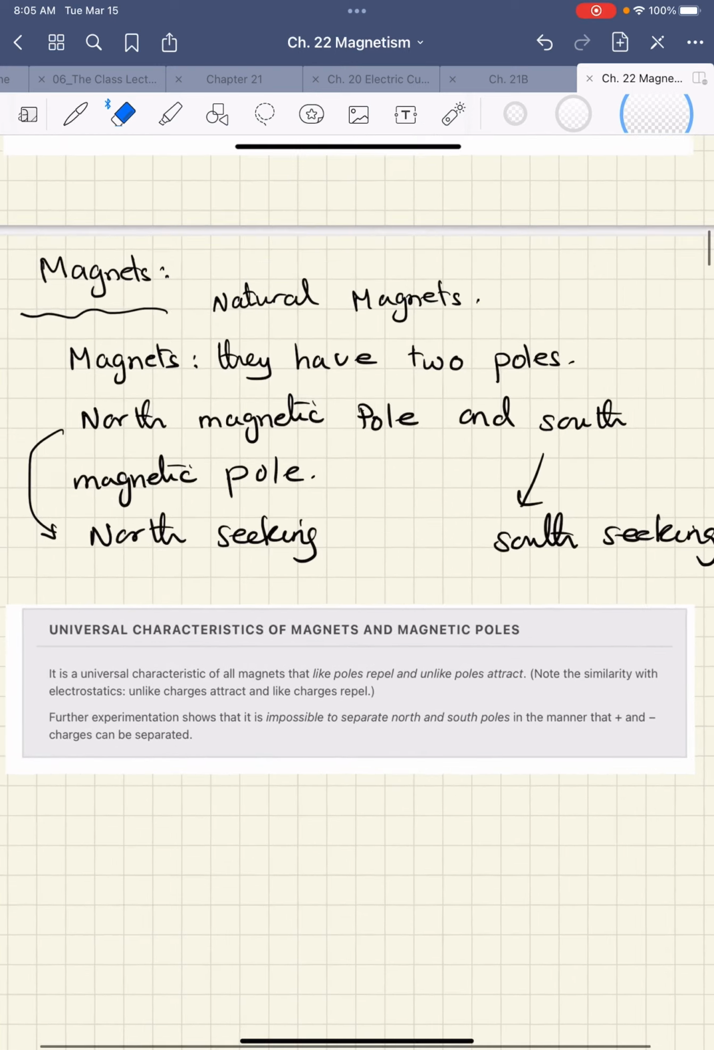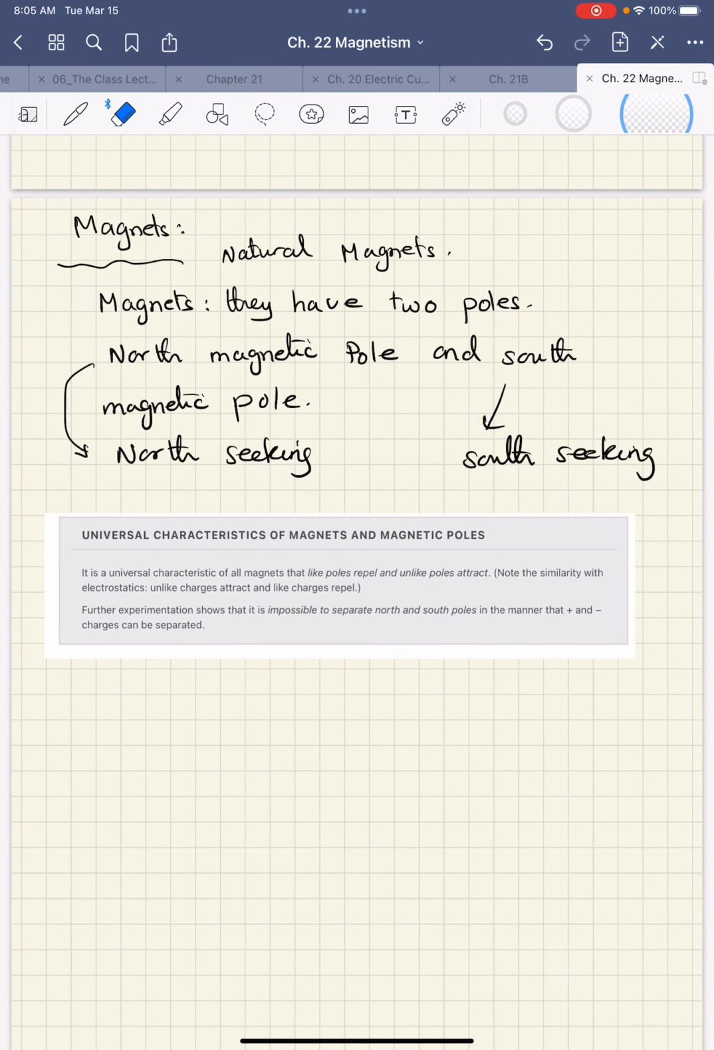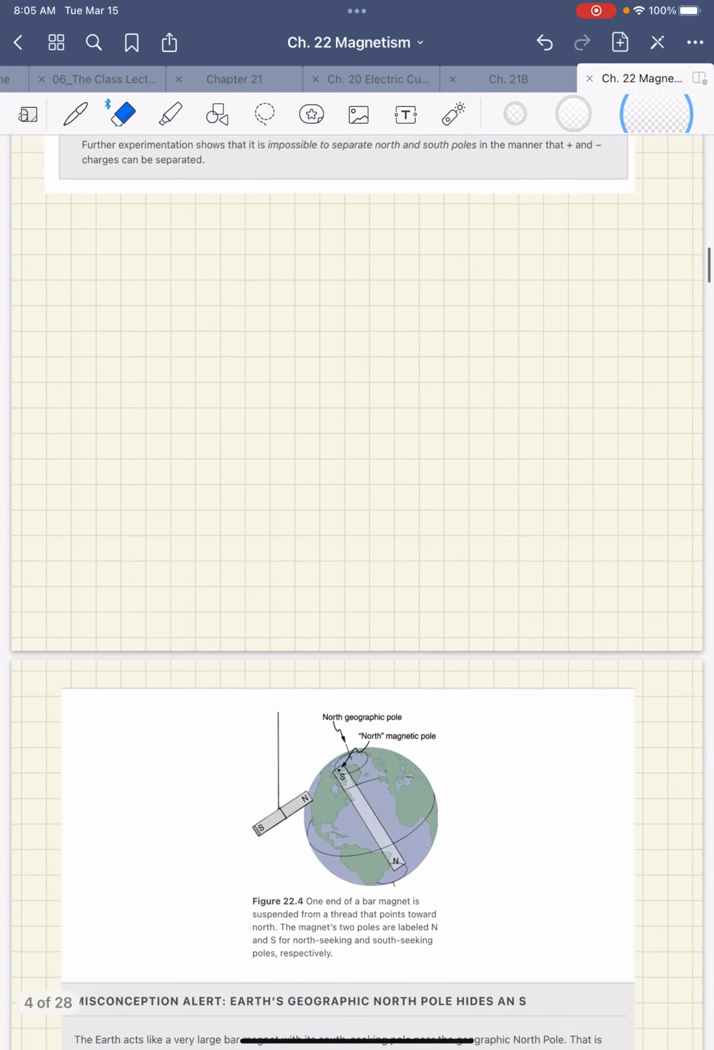A universal characteristic of all magnets is that like poles repel and unlike attract, very similar to electric charges. Also, what is really different from statics or electricity is that we cannot separate the north and south poles. If we are going to cut a magnet, let me get this picture.